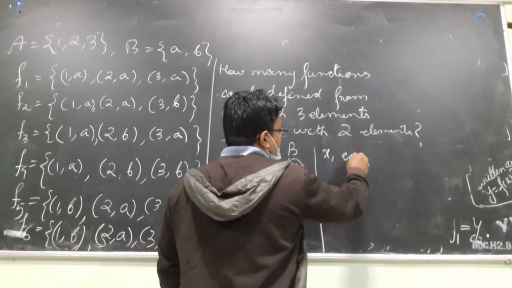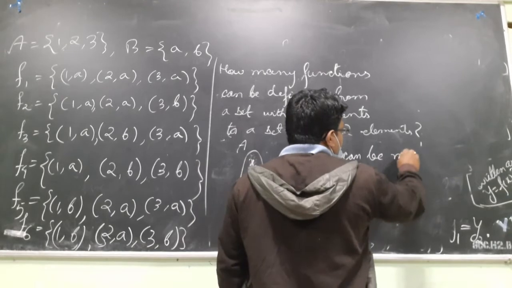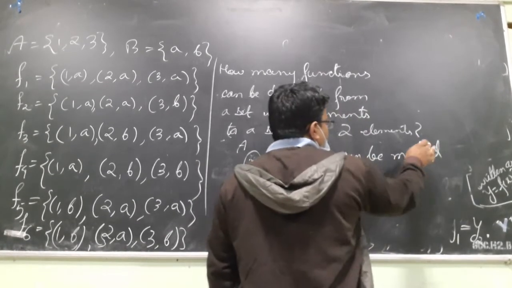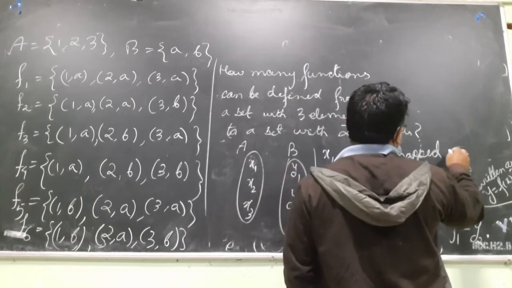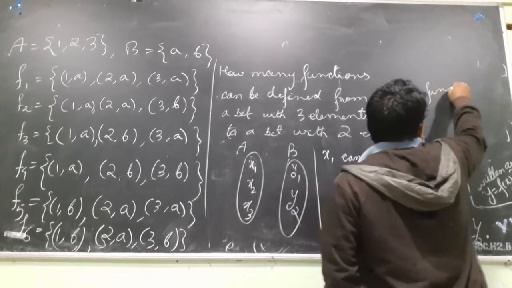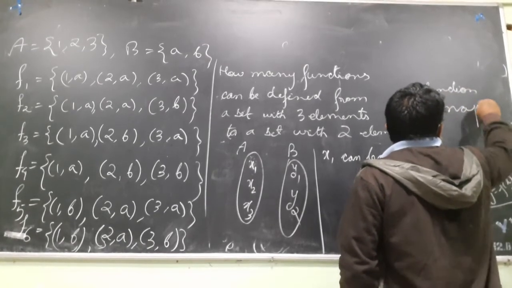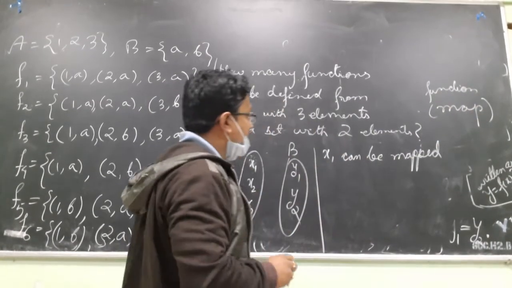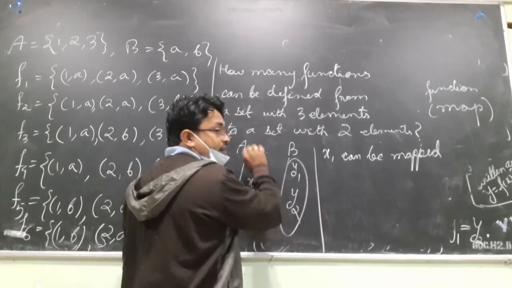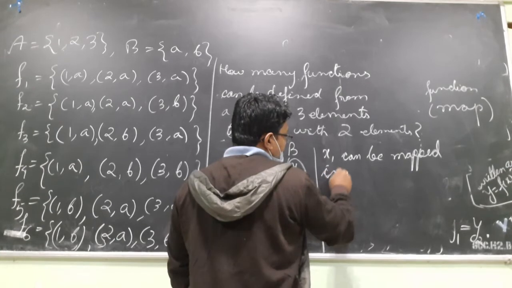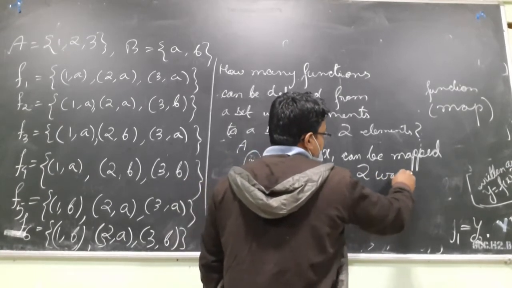So for f of x1, we write these things formally as: x1 can be mapped. Finding an image is denoted by this word map. A function is also called a map. Map means finding out an image. x1 can be mapped in two ways.